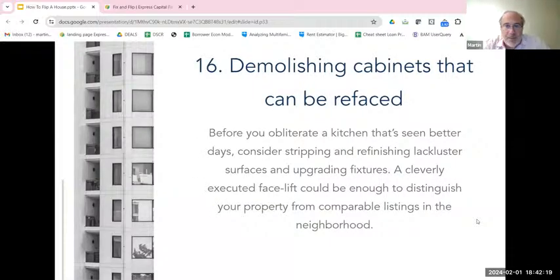Demolishing cabinets that can be refaced. Remember again, don't just leave your contractor to his choice and design and thoughts. Well, it's good to get his ideas, but I also go with getting a second, third, or fourth guy to give you ideas, and think about them. But basically, sometimes it's okay to reface a cabinet and spend X amount of dollars less, because if it's executed and done right, it could look like a brand new, lustrous kitchen.